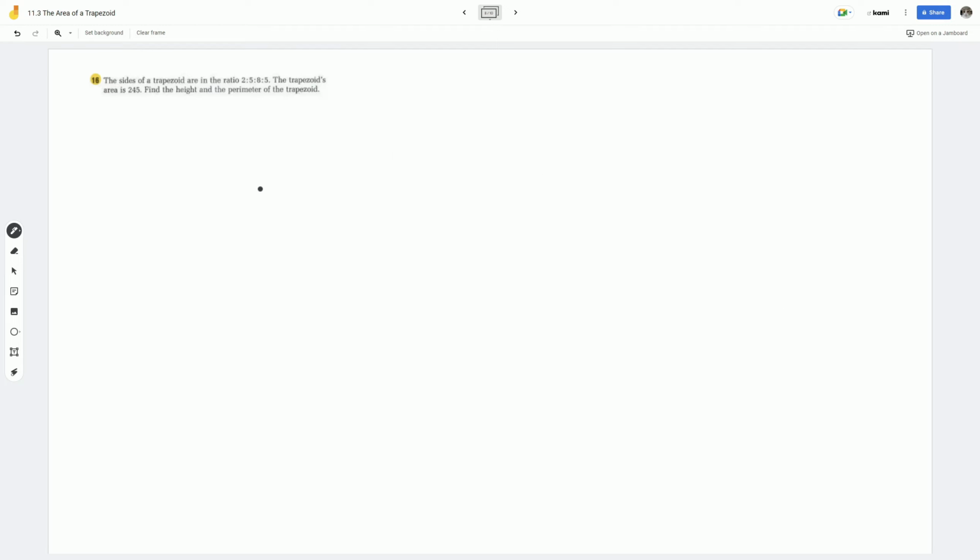Okay, next problem. The sides of a trapezoid are in the ratio 2 to 5 to 8 to 5. The trapezoid's area is 245, and we need to find the height and the perimeter of the trapezoid. So I went ahead and constructed the figure.